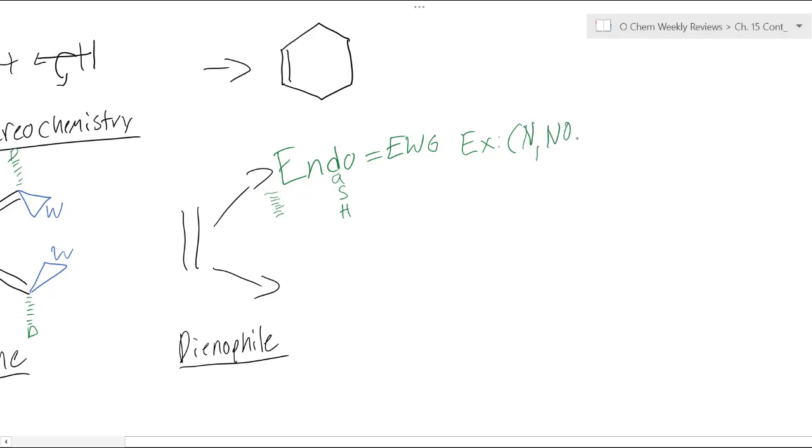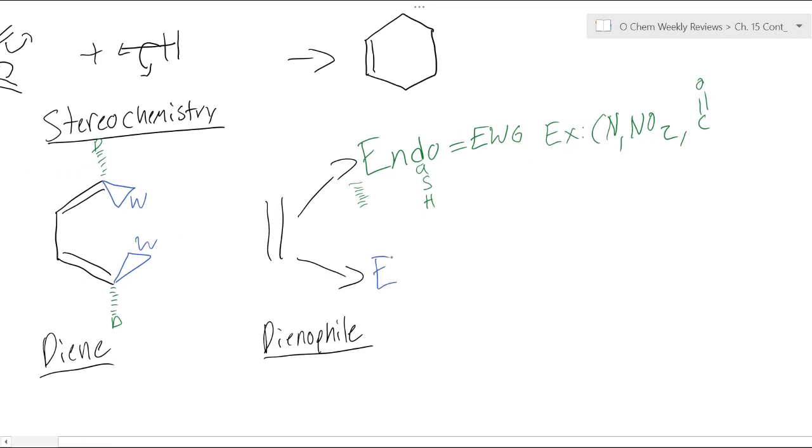This means ketone, aldehyde, ester, carboxylic acid, amide, any number of those things. Acid chloride, all right? And then exo are electron donating groups such as OH, NH2, OR, CF3, and CH3, a methyl group. Okay? And then exo, if endo is dash, exo is going to be wedge.